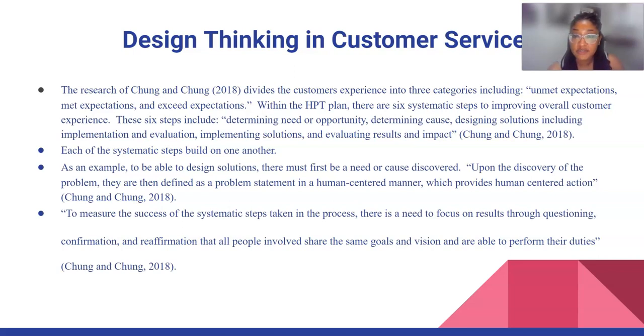Each of the systematic steps build on one another. As an example, to be able to design solutions, there must first be a need or cause discovered. Upon the discovery of the problem, they are then defined as a problem statement in a human-centered manner, which provides human-centered action. Once again, Chong and Chong of 2018. To measure the success of the systematic steps taken in the process, there is a need to focus on results through questioning, confirmation, and reaffirmation that all people involved share the same goals and vision and are able to perform their duties.